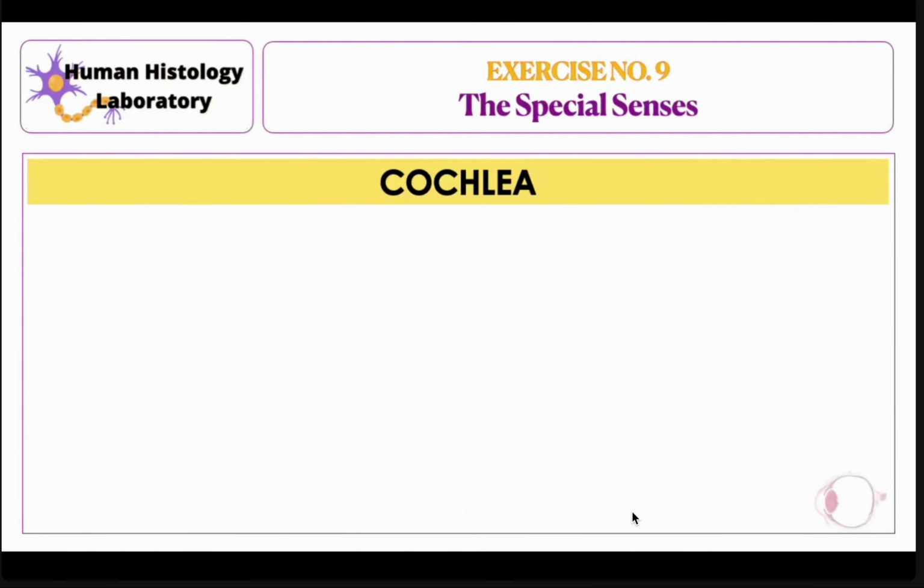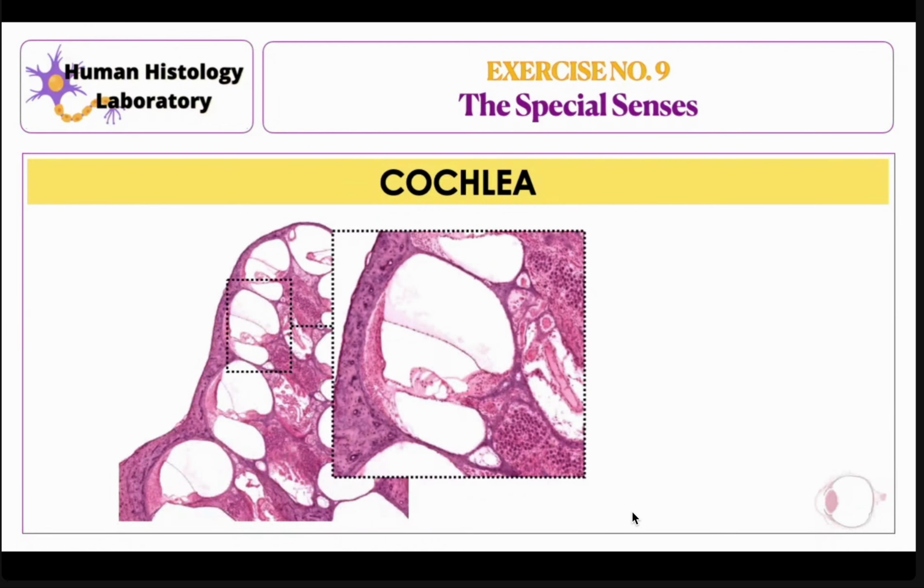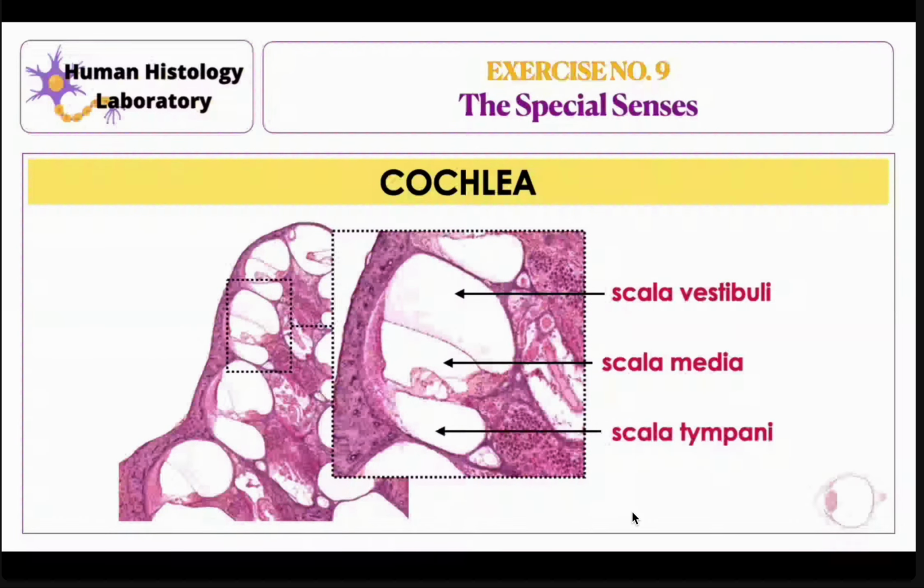The parts to be identified in each turn of the cochlea are the following. We have the scala vestibuli, which is the upper compartment, the scala media or the cochlear duct, the scala tympani or the lower compartment. The cochlear duct is filled with endolymph. Perilymph fills the other two scalae.